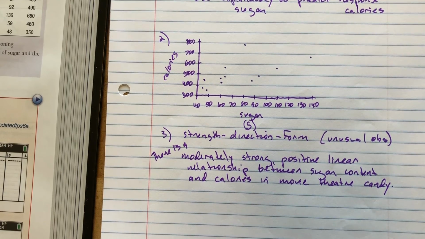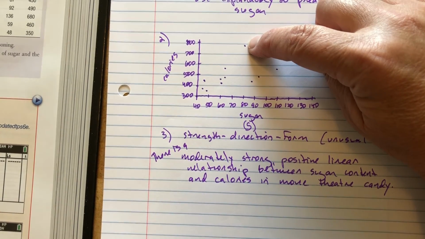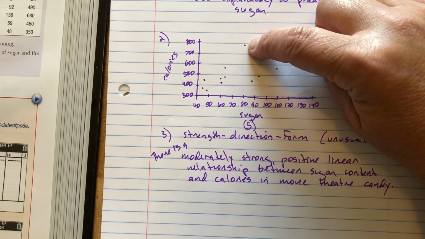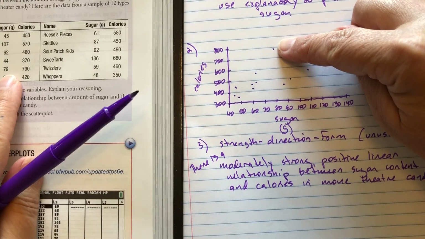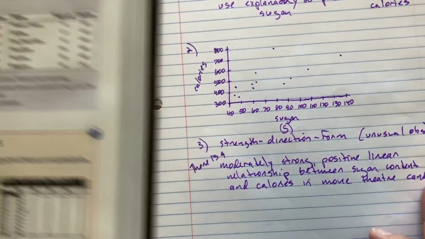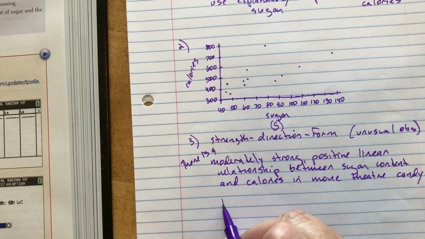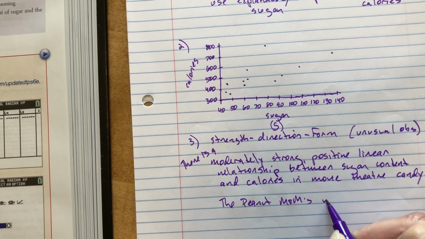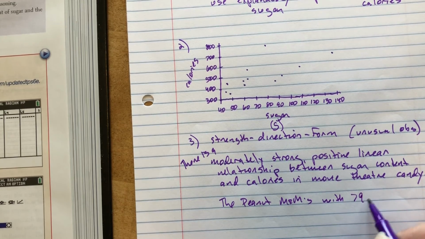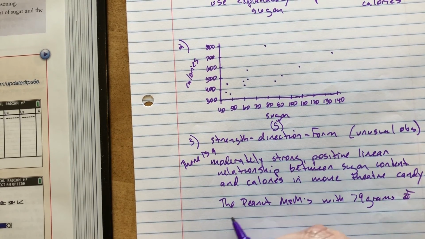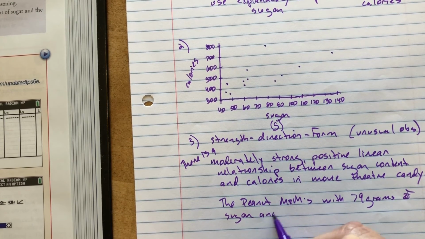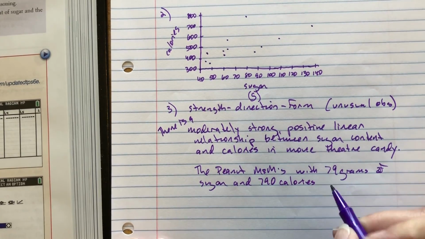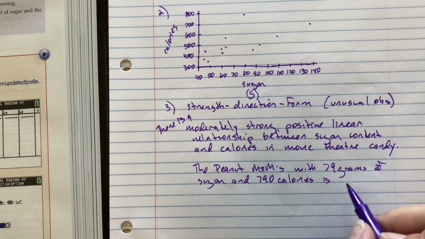Is there anything unusual? I think this guy is unusual. What was that, 79 and something? 79 and 790. That's the peanut M&Ms. Looking back on the table, 79 and 790 is the peanut M&Ms. So I would say the peanut M&Ms with 79 grams of sugar and 790 calories is an unusual observation.